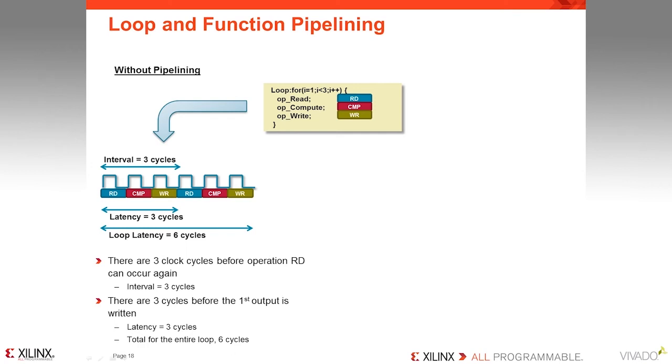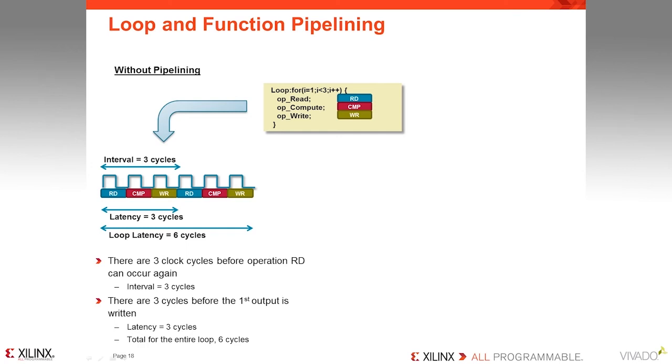The other thing we can see from this slide is the terminology that Vivado HLS uses. The interval is the number of cycles between when we can start new inputs. So in this case, it's 3 clock cycles. It takes us 3 clock cycles to finish, and then we can start doing the next set of operations, okay? The latency is the number of clock cycles it takes us to create an output. So you can see in this example, it takes 3 clock cycles before we can do the write operation. And therefore, it takes 6 clock cycles to execute all iterations of this loop, okay?